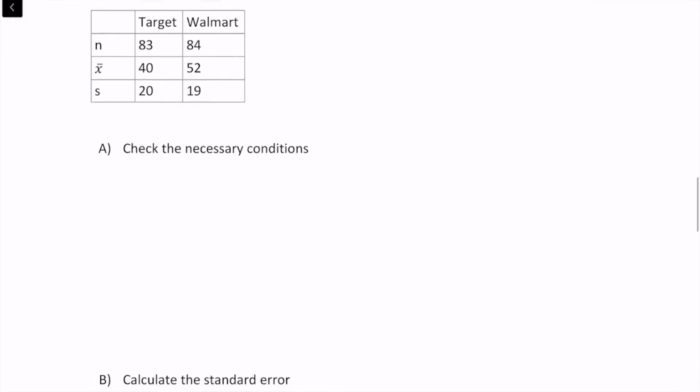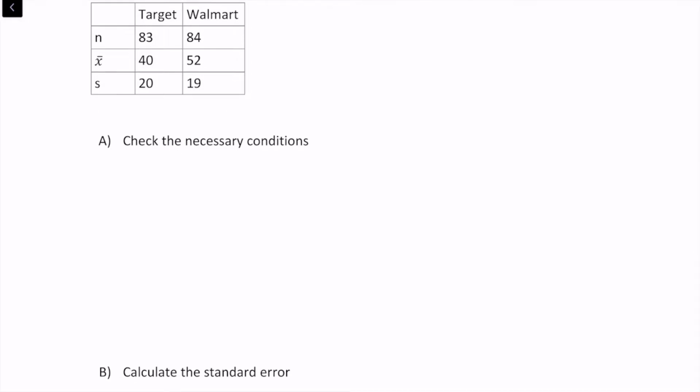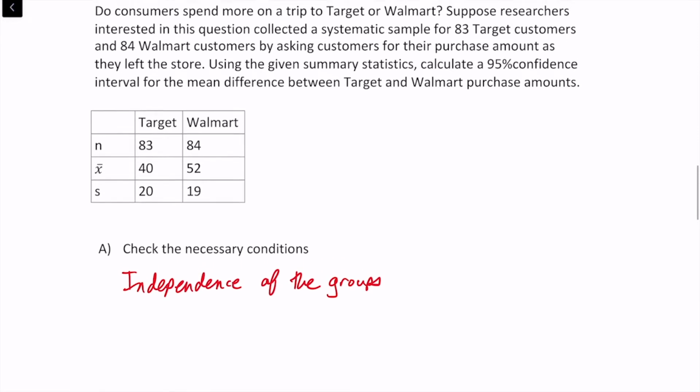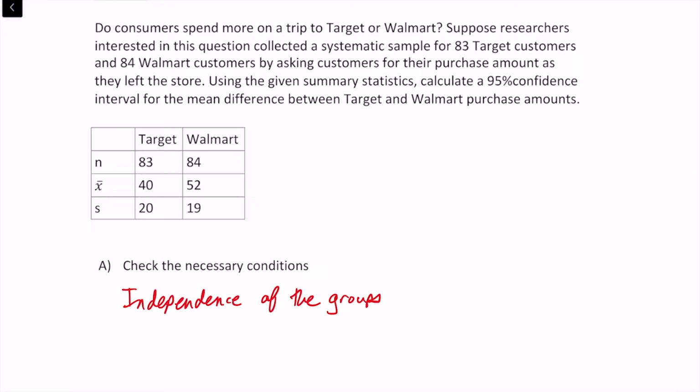Okay. Part A, check the necessary conditions. Always have to check the conditions. The first condition we'll look at is the independence of the groups, the group independence assumption. Once again, it's nothing that we can directly check, but it's reasonable to assume that Target shoppers are not affecting Walmart shoppers. Because of that reasonableness, let's say there's independence of the groups.